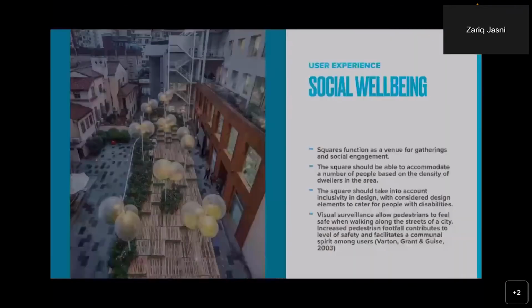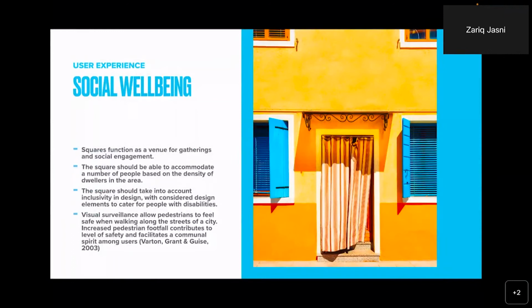the city. And in terms of social well-being, squares function as a venue for gatherings and social engagement. So the square should be able to accommodate a number of people based on the density of the dwellers in the area. So in terms of social well-being, when designing a public square, it is important that we respond to the people that live in and around the area, because it wouldn't make sense to design such a big public square if the dwellers are not as high.